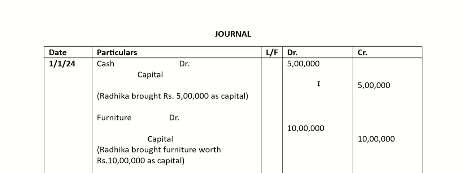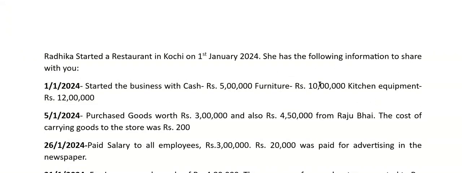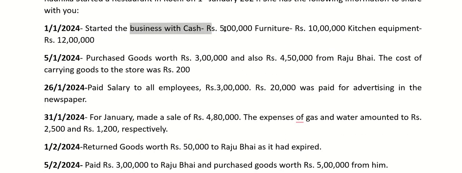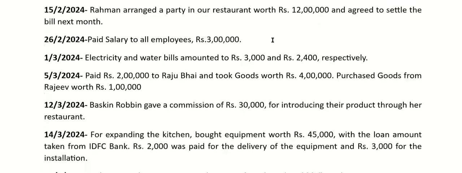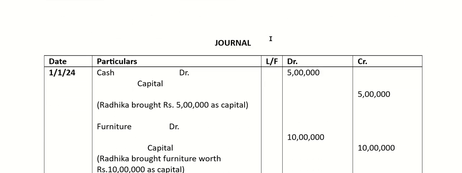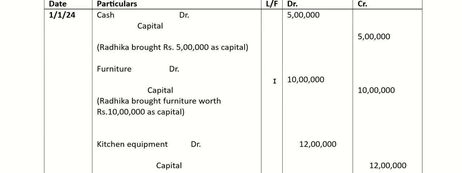What was the next transaction? On the same day, the business was started with cash and also furniture of rupees 10 lakh. Now we know the furniture, an asset, increases in the business. When an asset increases, we should give debit. Capital also increases, so it should be given credit. Now here we have the journal entry: furniture account debited to capital, 10 lakh.